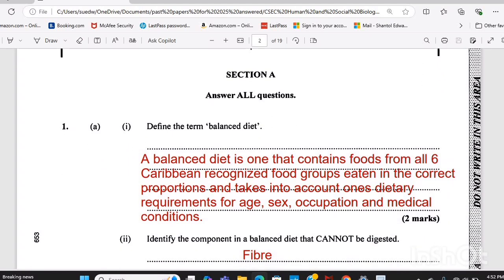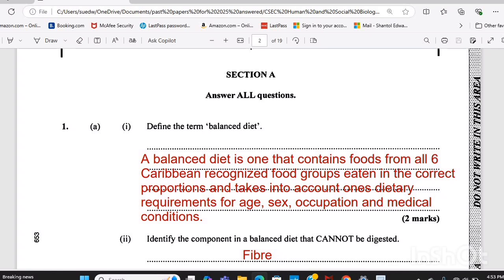Section A. The first question asks you to define the term balanced diet. Now, a balanced diet is one that contains foods from all 6 Caribbean recognized food groups, and it's eaten in the correct proportions, and it takes into account one's dietary requirements for age, sex, occupation, and medical conditions. Now, even though this seems like a mouthful, the question is only worth 2 marks. I just put everything in there. So once you mention that it is foods from all 6 food groups that are eaten in the correct proportions, then you should get the 2 marks.